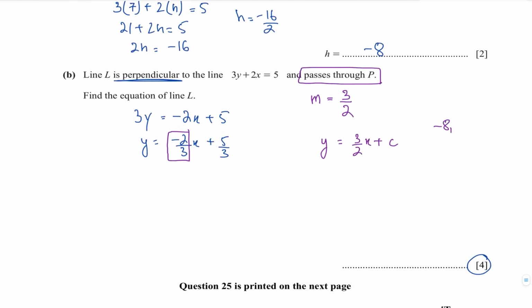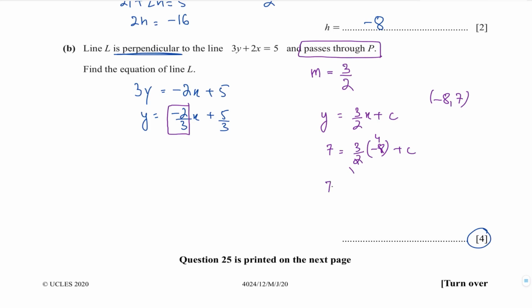So minus 8 and 7. I'm going to plug in 7 in place of y and minus 8 in place of x to obtain the value of C. So 2 1s are, 2 4s are. So 7 is equal to minus 12 plus C. So C is going to be equal to 7 plus 12, which is 19. So y is going to be equal to 3 upon 2x plus 19.